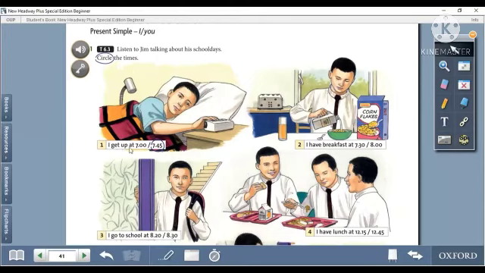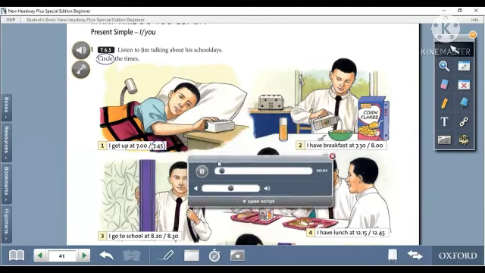Here, I get up at. Is it 7 o'clock or 7:45? Well, I can't decide before I listen. You have to listen first, then decide which one is correct. When you choose the correct one, you are going to put a circle. Listen to Jim.